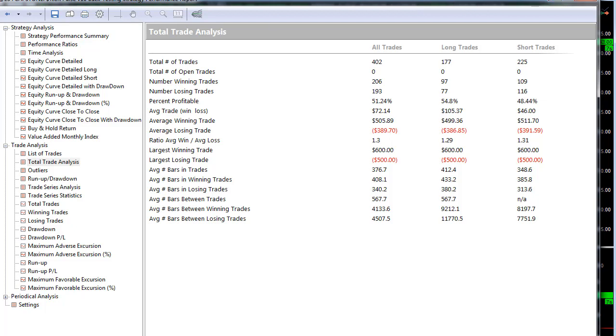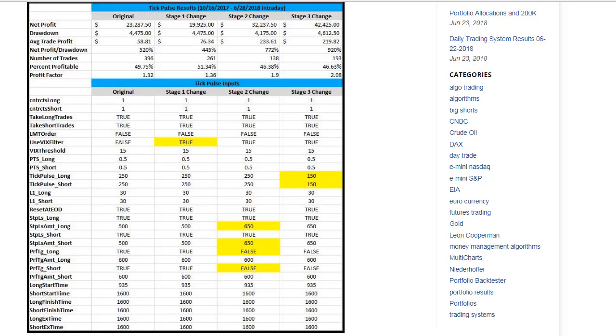Next, we're going to go to the stage 2 changes. You see the difference when we add the dates back to March of 2016. You get $10,000 more profit. The average trade profit stays about the same at $72. The drawdown, you saw the drawdown curve, and all we did was add the VIX filter on this setup.